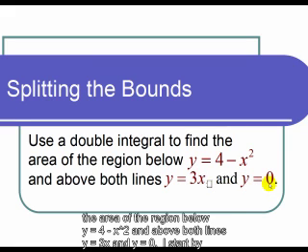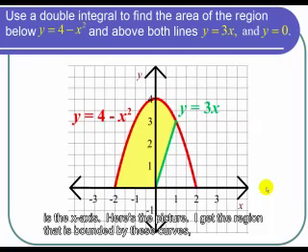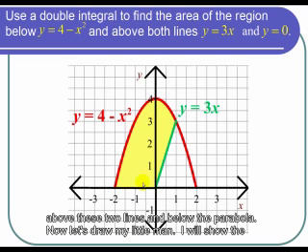So I start by sketching these curves. y equals 4 minus x squared is a parabola, and then I have the line y equals 3x, and y equals 0 is the x-axis. So here's a picture, and I get the region that's bounded by these curves above these two lines and below the parabola.